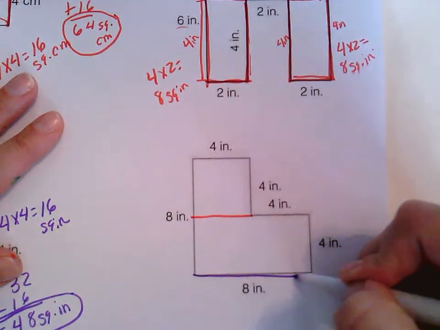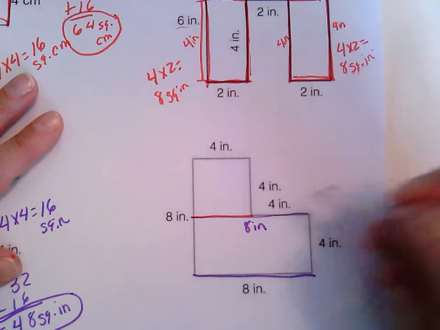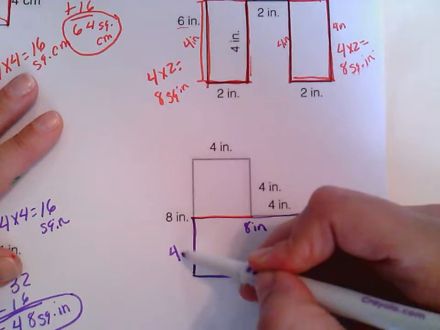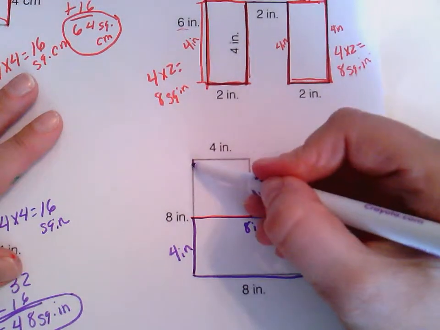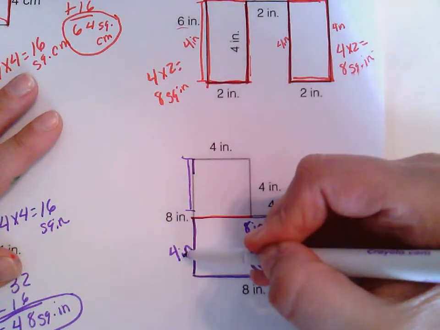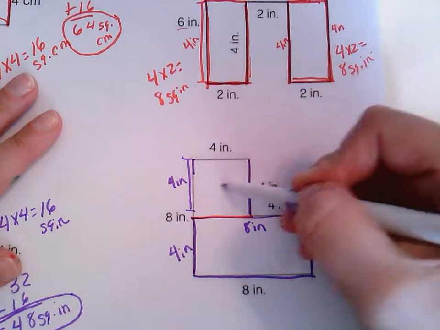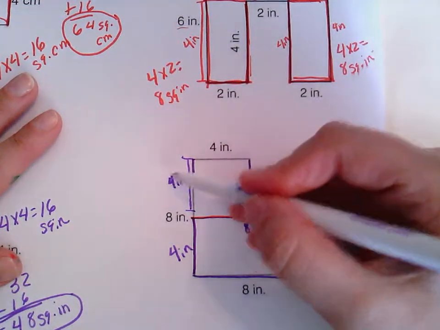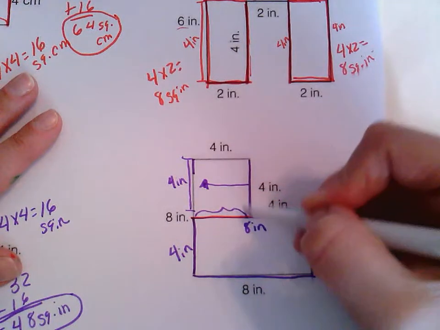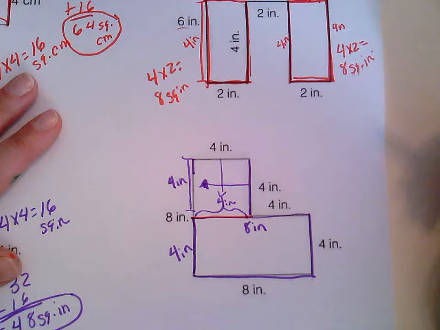I know that this piece is 8, so this entire piece here will also be 8 inches. This side is 4, so this side must be 4. Over here, I can use 8 equals 4 plus what to solve, or I can use my opposite side. Both of them are going to prove that that would be 4 inches. And then this little piece here, looking at my opposite sides, I've got another 4 inches.